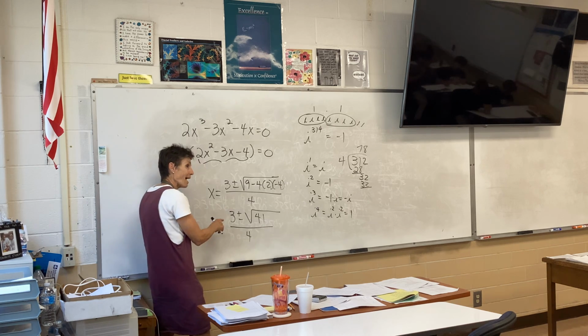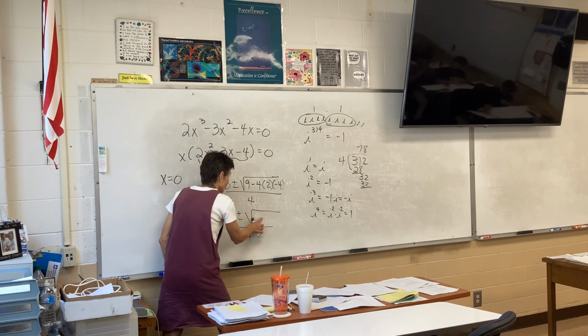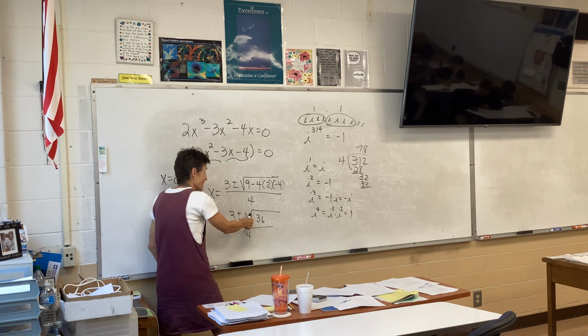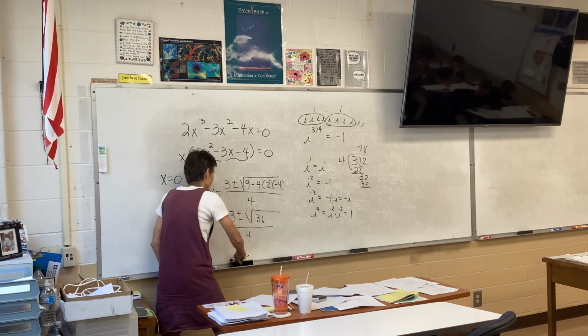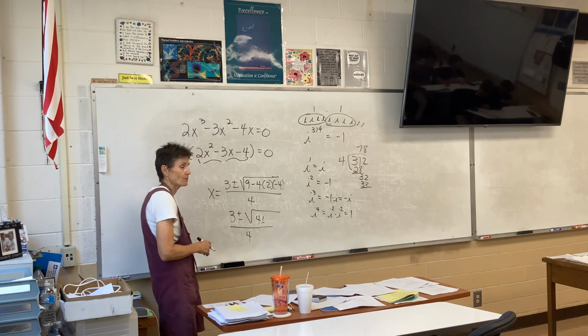The only time you have to split them up is, let's say this would come out to be a 36. It didn't, but let's say it did. Now you see you can split that up because that's just 6. So then you have to do 3 plus 6 divided by 4, 3 minus 6 divided by 4. But as long as it's a radical, there's nothing to do, so you can just leave it if you want.